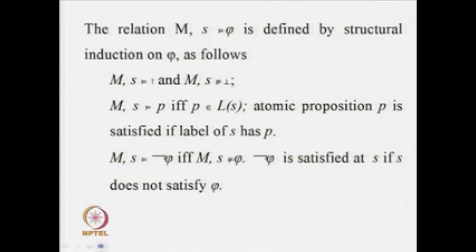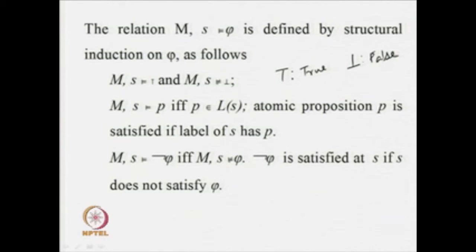Now, that is why I am saying that the relation of this MS model phi is defined by the structural induction of phi as follows. In general, every state will be marked by the truth value true and will not be marked by the truth value false, because top represents the truth value true and bottom represents the truth value false. So, top is your true and bottom is your false.